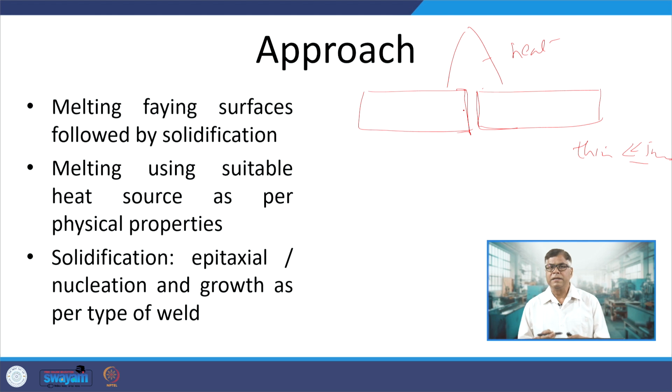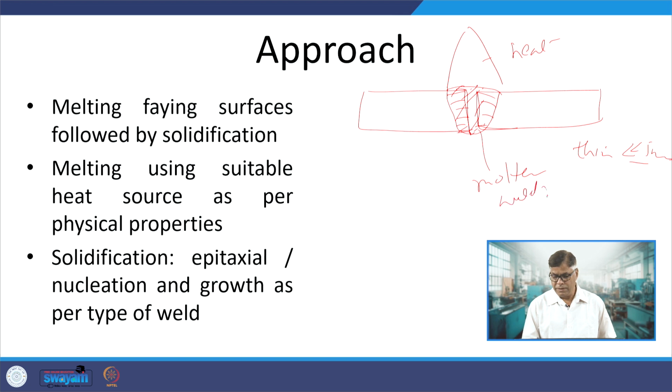When the combination of latent heat and sensible heat crosses the melting point, it leads to the melting of the faying surfaces. Melting is the first stage. Once things have melted from both sides, a molten weld pool is created. Since the molten weld pool is surrounded by thermally conducting metal, heat is dissipated from the molten weld pool to the base material, which is thermally conducting. So, the heat is lost.